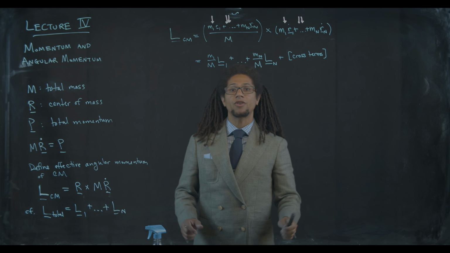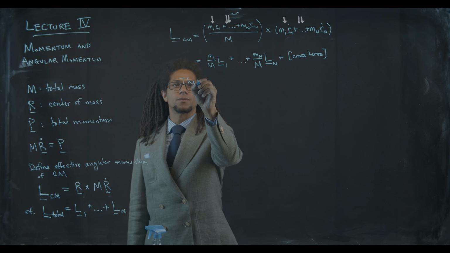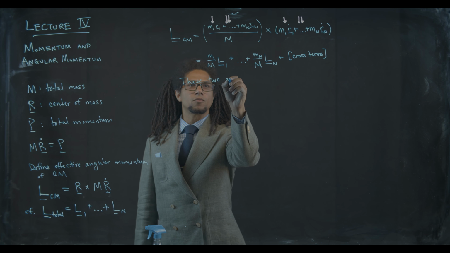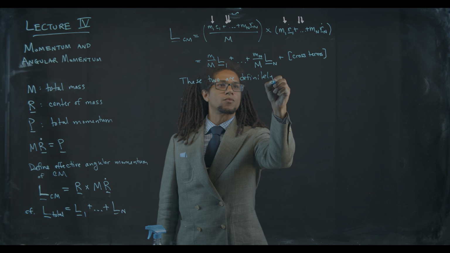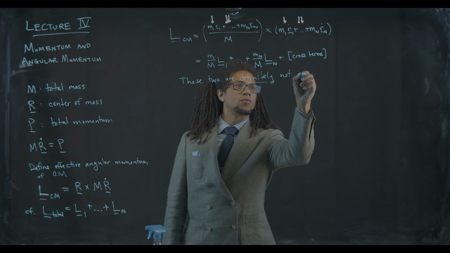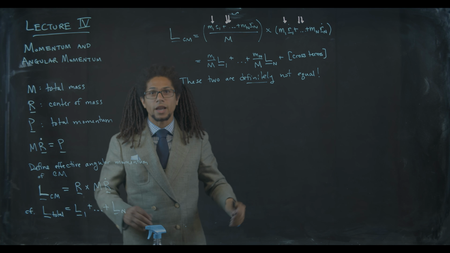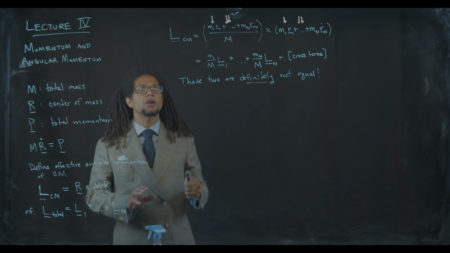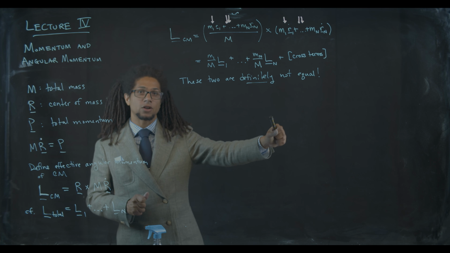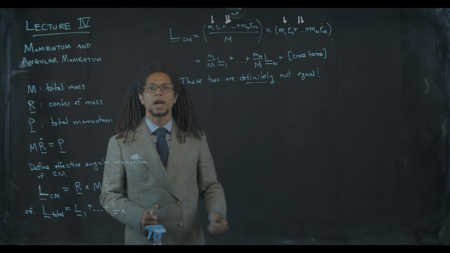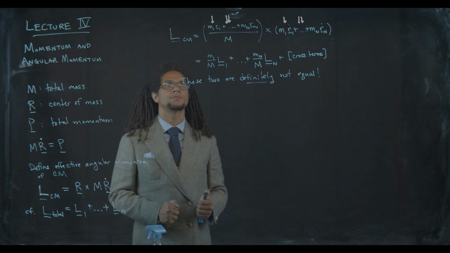And we can check, even for two masses, these two are definitely not equal. So we cannot, even in theory, treat the whole collection of objects like a mass living at the center of mass for the purposes of rotational motion. It just doesn't work. However, we can go a little bit further with this.